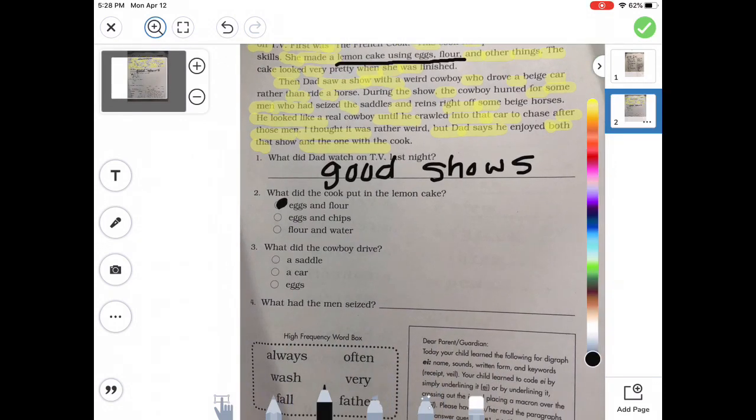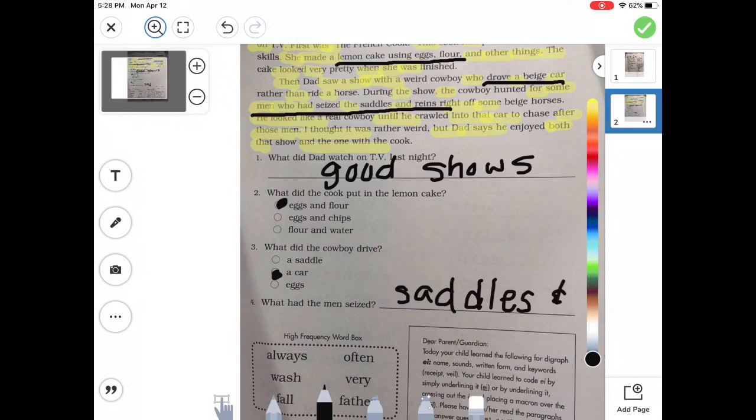What did the cowboy drive? The cowboy who drove a beige car. It says a saddle, a car, or eggs. So, of course, it would be a car. What had the men seized? So we can look back, and it says the cowboy hunted for men who seized the saddles and reins right off some beige horses. So we can say saddles, sad, and remember that dull at the end. Final syllable, DLE. Saddles and reins.